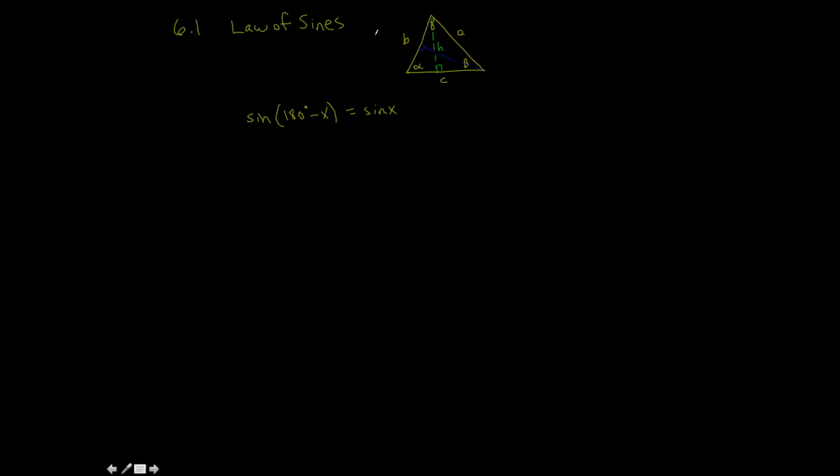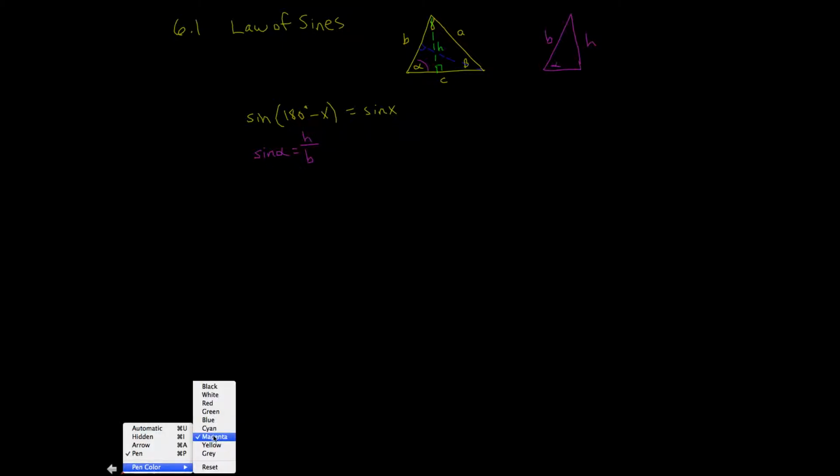And so we have two right triangles. So what would the sine of alpha equal? Well, if you're thinking of this as your new triangle you're looking at here, you've got alpha, h, and beta. Sine is opposite over hypotenuse, so that's going to be h over b. And I'm going to change colors because that color is really bothering me.